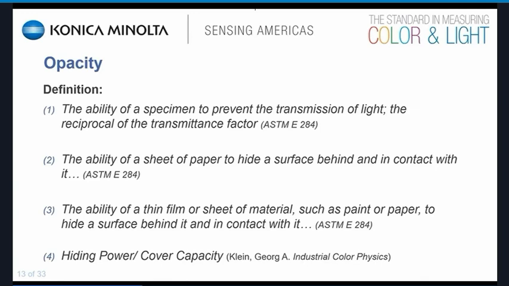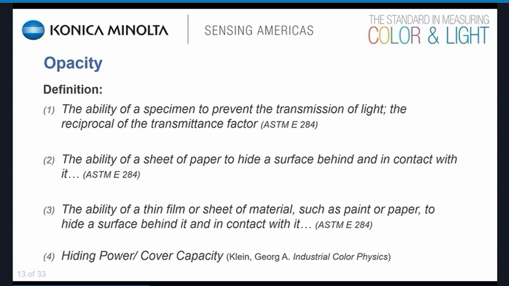So in the first definition of opacity, light travels only through the thickness of the sample. Because it's the reciprocal of the transmittance factor, we're only looking at light that's transmitted once through the sample. But in the second and third definitions from ASTM, both of these require that light transmits through the sample, reflects off a backing surface, and then is transmitted back before it is detected. So keep that in mind, that the path lengths are quite different. So it's going to be very difficult to correlate 2 and 3 to a measurement from 1.